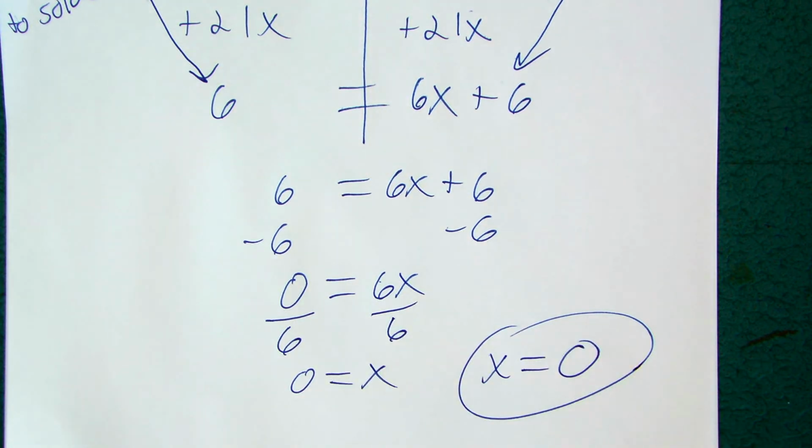It's like you get 0 cookies to share with 6 friends. How many cookies do each of your friends get? They get 0. All right, nothing wrong with 0 divided by 6.